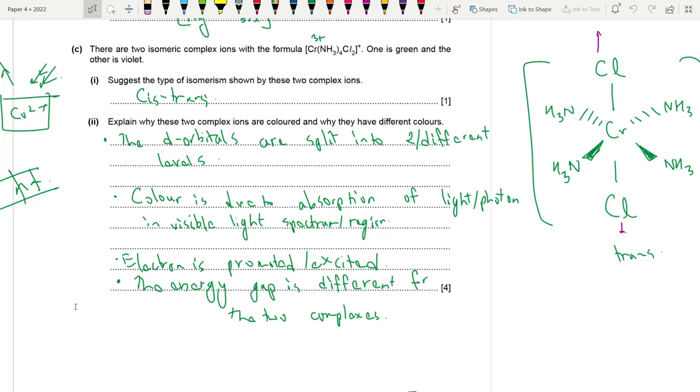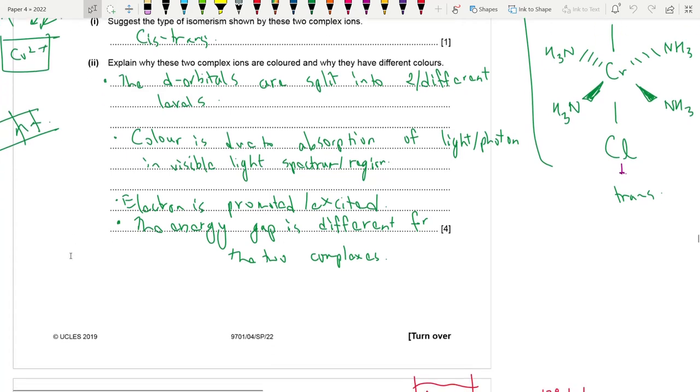So here we need to explain why these have different colors, mainly because the gap between the splitting is different. The d orbitals split into two different levels. And why do we see the color? The color seen is due to the absorption of visible light photons, light in the visible region. And how does this happen? Electrons are promoted by absorbing the photons in the visible region. Now the energy gap is different for the two complexes, so a different wavelength of light will be absorbed, so a different color will be seen. That's the logic.